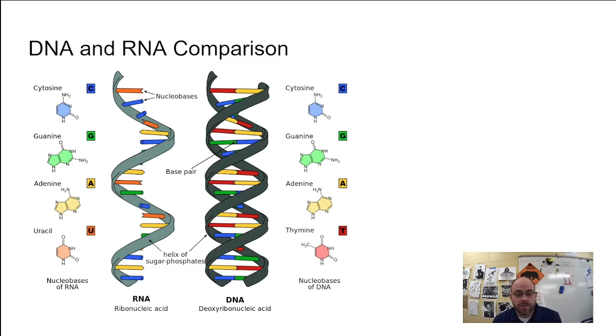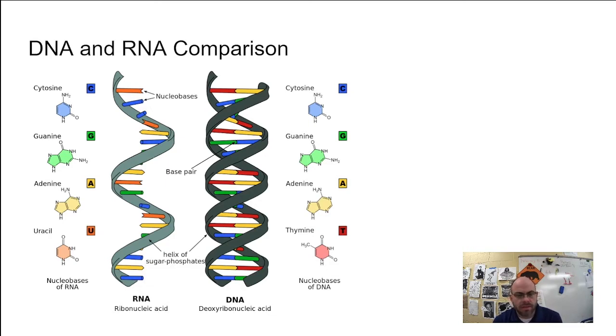Speaking of sugar, there's a difference in the sugar too. Notice that the sugar-phosphate backbone on the DNA is really dark, whereas it's a lighter gray on the RNA. It's because RNA is made of the sugar ribose, whereas DNA is made of the sugar deoxyribose. And as far as C, G, and A are concerned, it's all the same. But thymine in DNA is replaced by U, or uracil, in RNA.